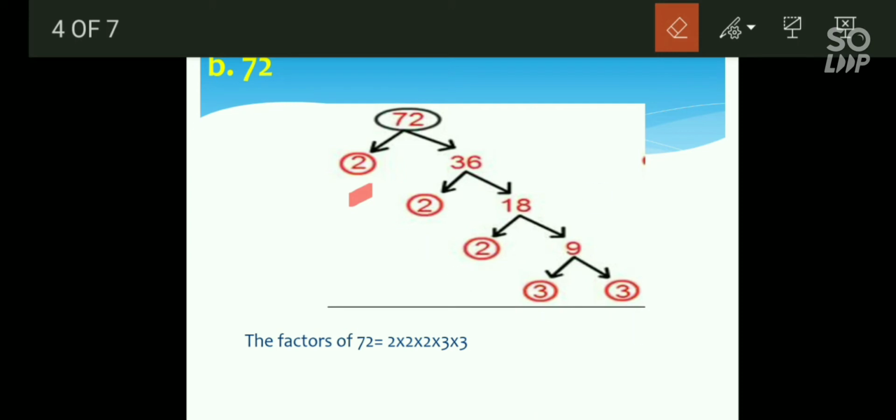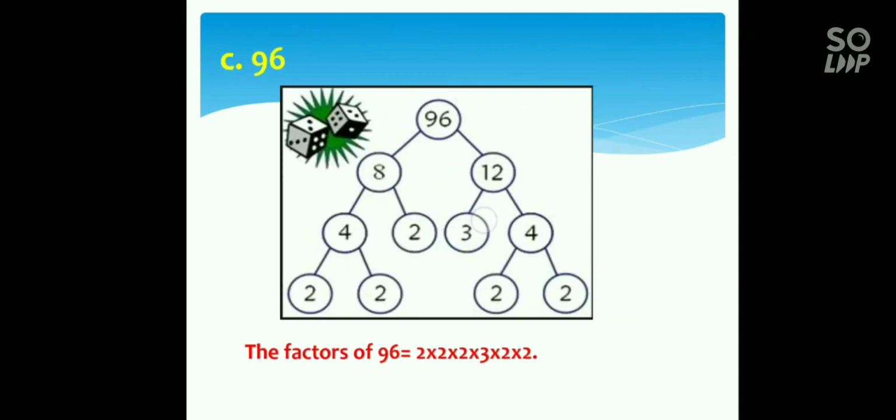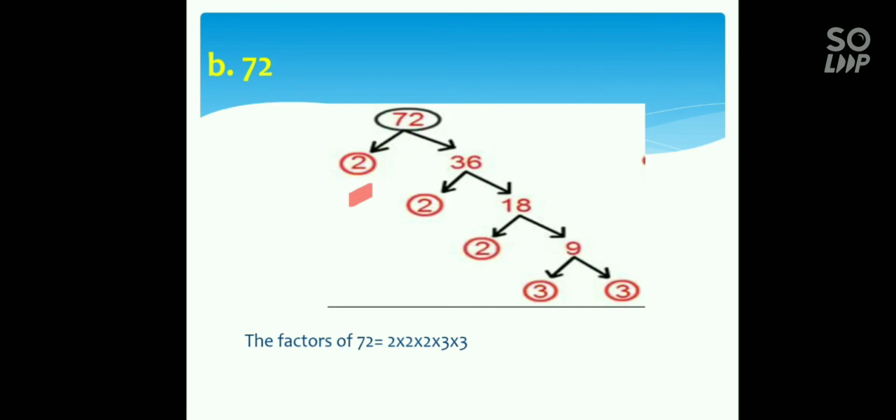The next question is 96. Now children, purposely I did this sum in a different manner. I have not taken 2 into 48 and so on. First I have taken 8 12s, because I know 8 12s are 96. We can write it in this manner also.